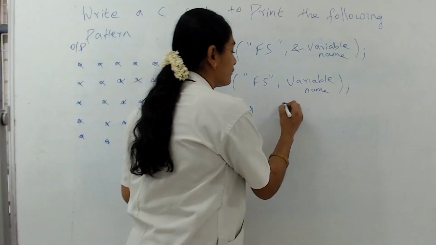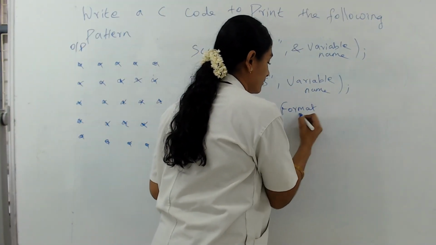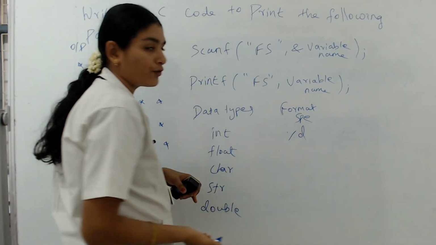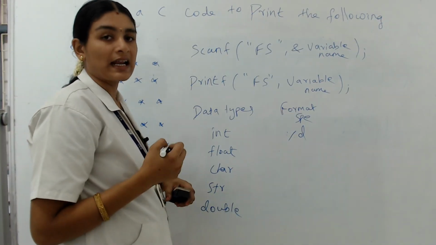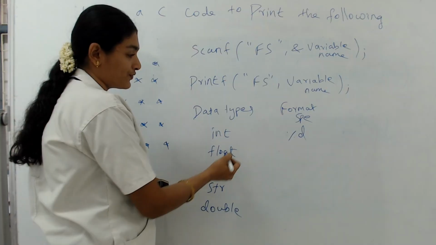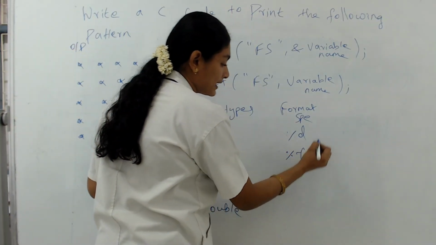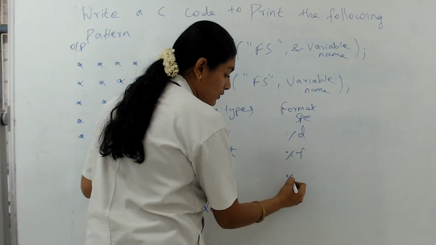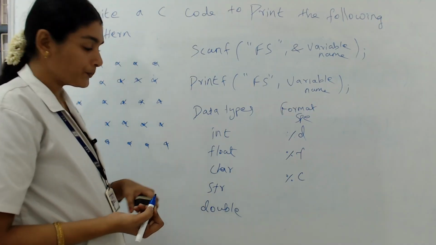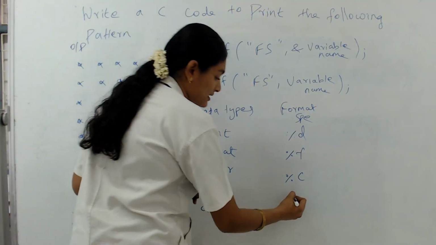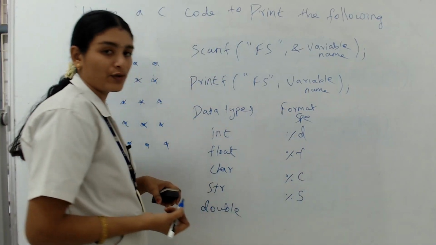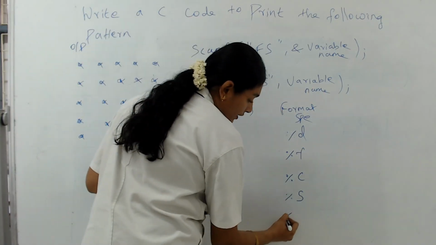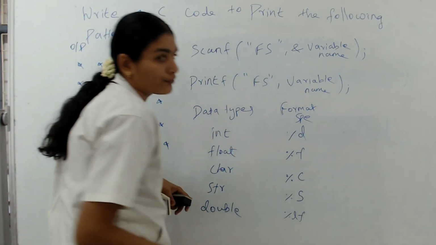Corresponding format specifiers are, for the integer data type, we use %d as the format specifier. Format specifiers act as placeholders. Next one is float. For the float data type, we use %f. Next one is the character data type. For character, we use %c. Next one is the string data type. For representing string, we use %s. And next one is double. Double means long float, so we use %lf as the format specifier.